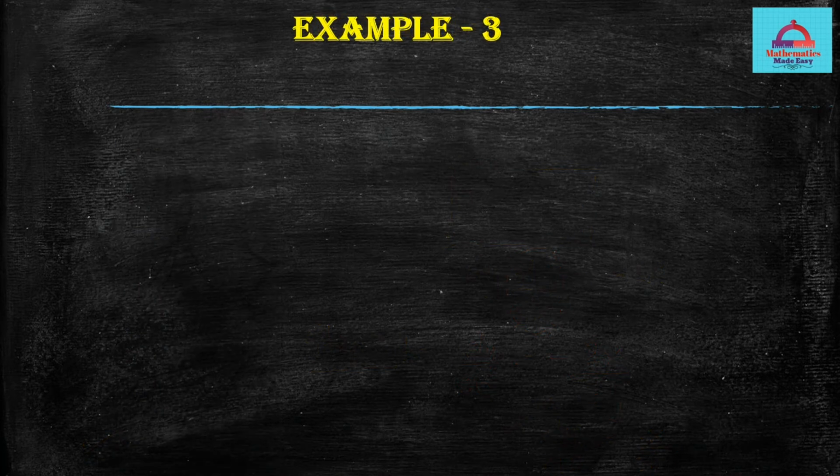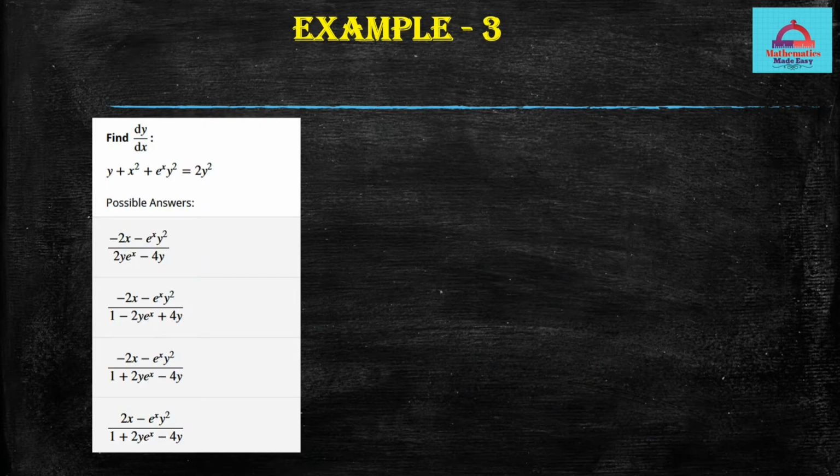So let's do another example now on implicit differentiation. Here you need to find dy by dx and you are given the implicit function. I will just highlight here the equation for you, and let's now follow the steps that we have learned one by one to differentiate. So step 1, we differentiate both sides of the given equation with respect to x.